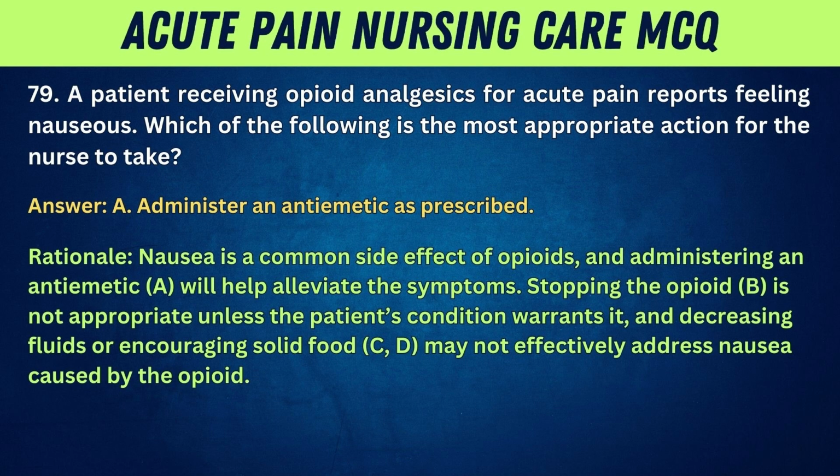Answer. A. Administer an antiemetic as prescribed. Rationale. Nausea is a common side effect of opioids, and administering an antiemetic (A) will help alleviate the symptoms. Stopping the opioid (B) is not appropriate unless the patient's condition warrants it, and decreasing fluids or encouraging solid food (C, D) may not effectively address nausea caused by the opioid.